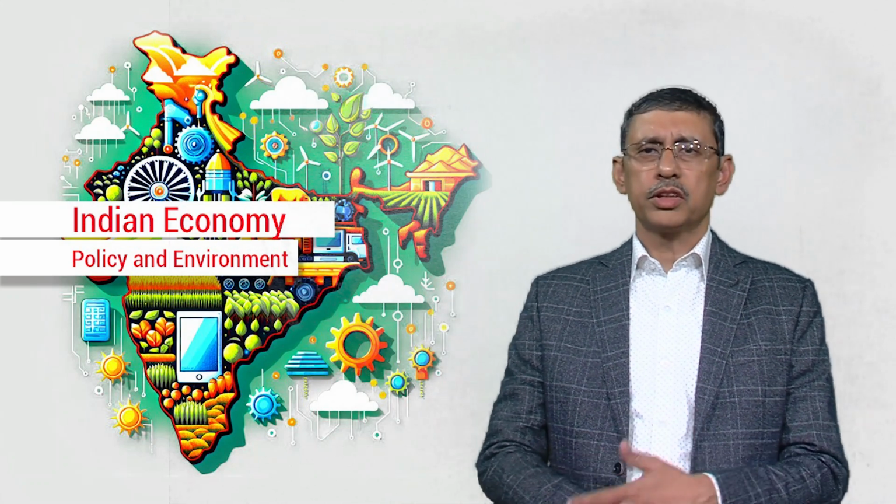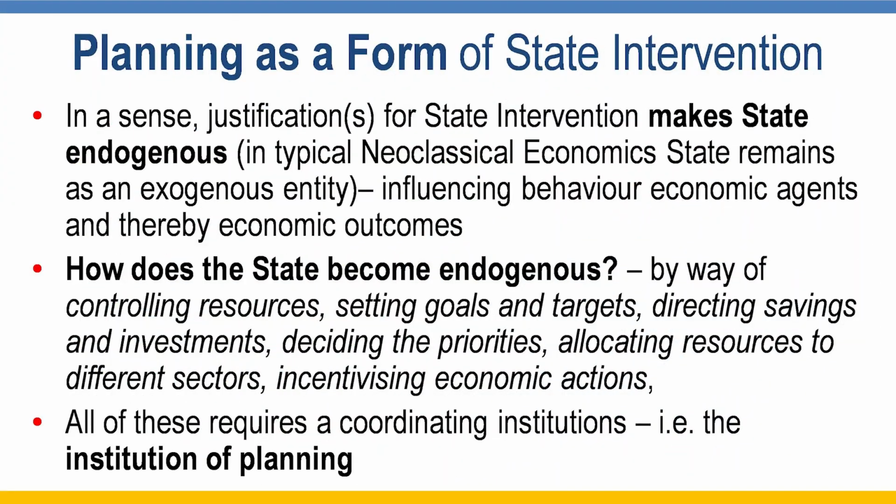Now, how does the state actually intervene? And how do you see this state intervention? We would like to see planning as a form of state intervention. If you look at the market failure argument or the distributional justice argument, the justification for state intervention makes the state endogenous. Endogenous means within the system. It is very much part of the system. In typical neoclassical economics, the state remains an exogenous entity. It is outside the economic sphere. It does not interfere in the economic sphere.